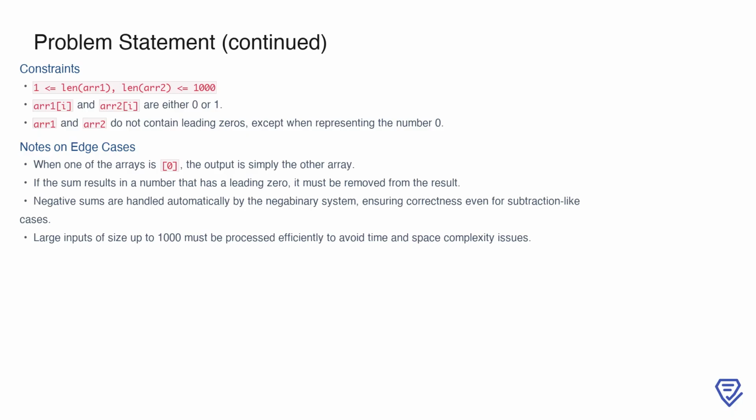For edge cases, if one array is 0, the result is simply the other array. Additionally, if the computed sum has leading zeros, they should be removed from the result. The Negabinary system also handles negative sums automatically, so you won't need special logic for subtraction-like cases. Finally, since the input size can be large, it's crucial to handle the computations efficiently without unnecessary overhead.